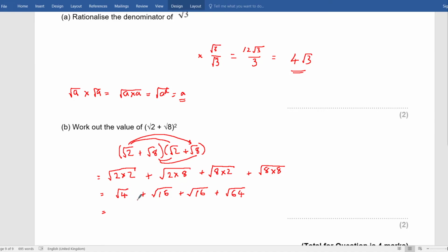And as you know, your square numbers, square root of 4 is 2. Square root of 16 is 4. Square root of 16 also 4. And square root of 64 is 8. 8 times 8 is 64. Champion. And if we add these up, number bonds, 8 plus 2 is 10, and 10 plus 4 is 14, 14 plus 4 is 18. So the answer is 18.